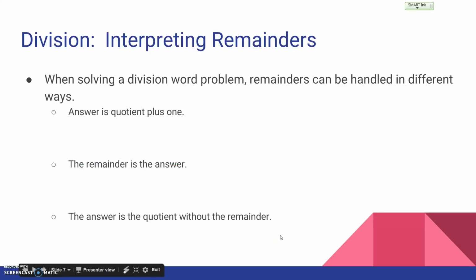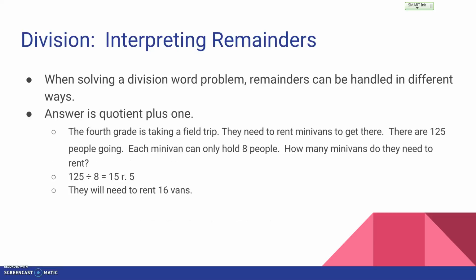So when they're solving division word problems, sometimes there are remainders. And so they have to think about what to do with those remainders. What does a remainder mean? And there are different kinds of questions that are asked. Sometimes the answer turns out to be the quotient plus 1 more. Sometimes the remainder is the answer. And sometimes the answer is the quotient without the remainder. So let's look at some examples.